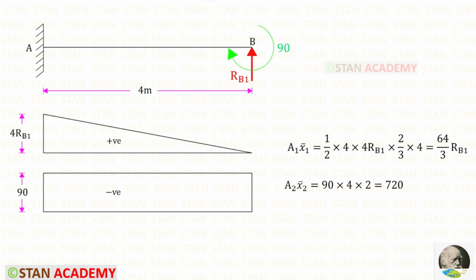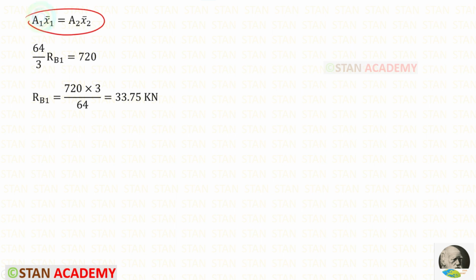Now let us find area 2 x2 bar. We know that it is a rectangle. When we multiply 90 with 4, we will get the area. Let us find the centroid distance x2 bar. We can easily find the centroid distance for a rectangle. It lies in the center. When we divide the length 4 by 2, we will get the centroid distance. For area 2 x2 bar, we will get 720. In this expression, we have found both of them. Let us apply them. Finally, for RB1, we will get 33.75 kilonewton.